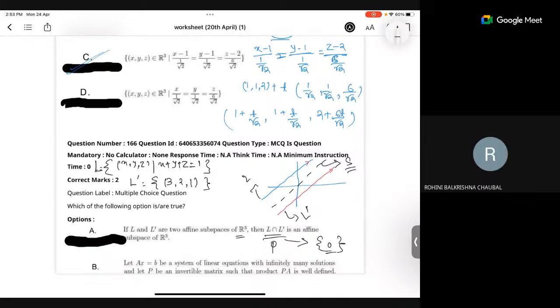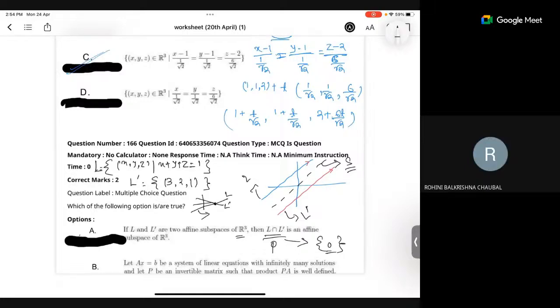So in two dimensions, why have we taken L to be parallel to L dash? L dash can be any other line also, no? Suppose this is L, L dash can be this, right? In that case, L intersection L dash will not be the null set. In this case, it will be an affine subspace because you are getting this point as the intersection of L and L dash, and every point is an affine subspace.